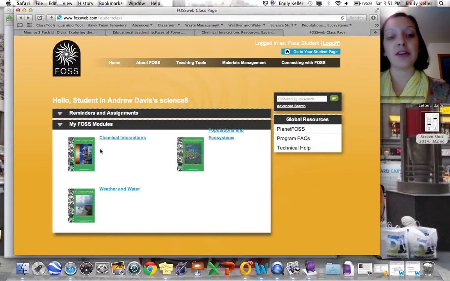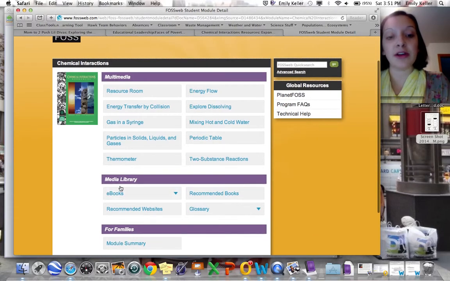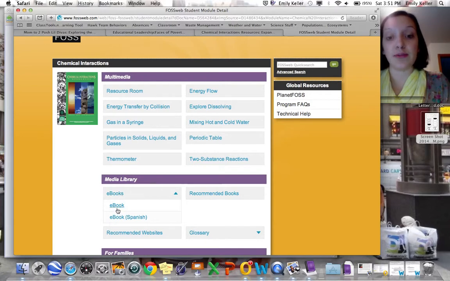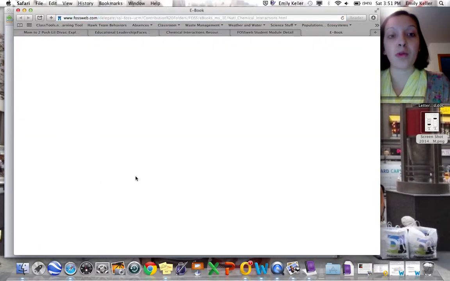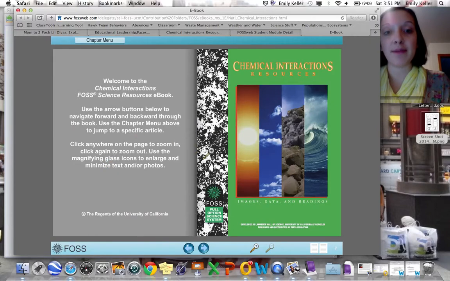So if I go to FOSS-Web and I log in with information that you have available to you, you can click on chemical interactions. That's the unit that we're in. You then may go down here to the ebooks and it'll guide you through on how to get to the ebook, and it'll show you the reading. So my computer is thinking, of course. And if you're working on a slow speed, it will probably take you a little while as well. So here pops up my ebook.